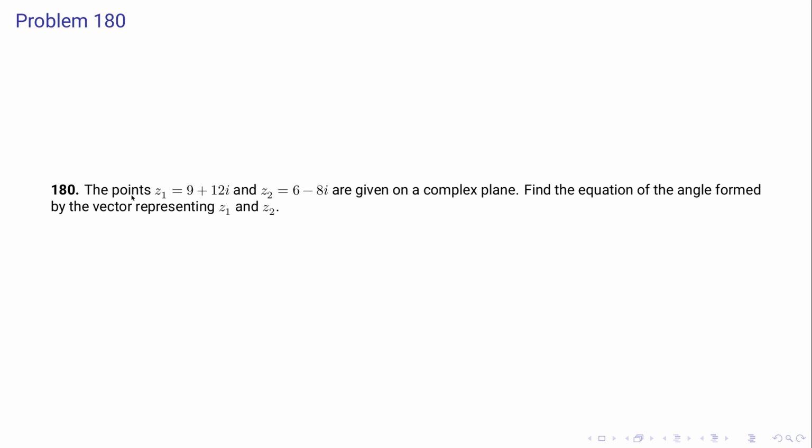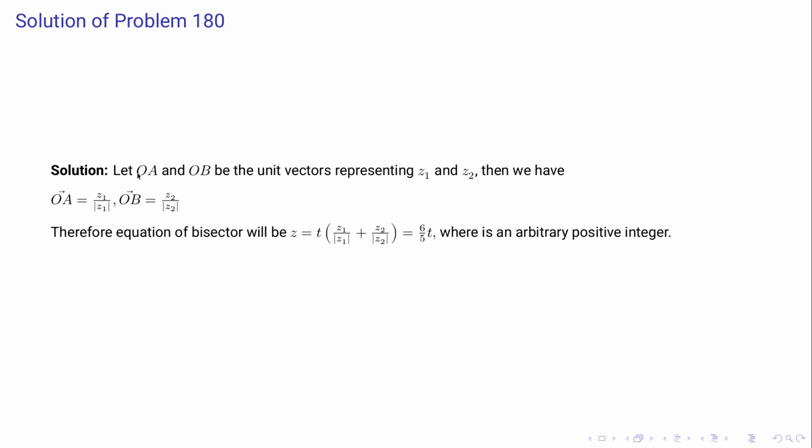Problem 180 says that the points z1 is equal to 9 plus 12i and z2 is equal to 6 minus 8i are given on a complex plane. Find the equation of the angle bisector of the angle formed by the vectors representing z1 and z2. So we let OA and OB be the unit vectors representing z1 and z2. So the unit vectors are given by OA is equal to z1 by mod z1 and OB is equal to z2 by mod z2.